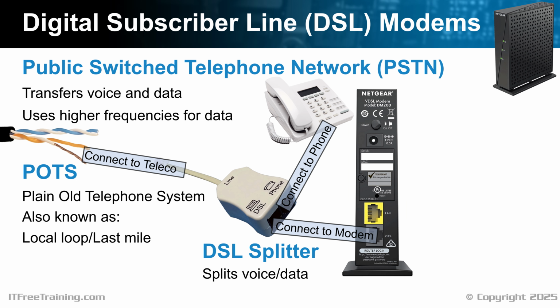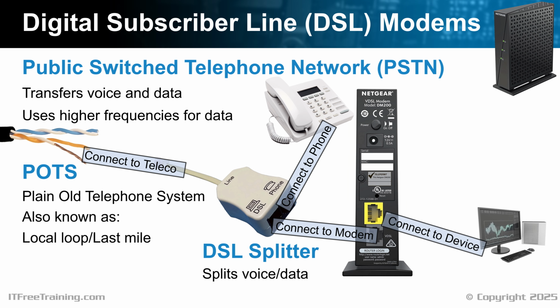Some DSL modems may also include an embedded DSL splitter. When this is the case, you would plug your modem directly into the phone line and then plug your phone into the DSL modem. In this particular example, the DSL modem has only one network port. You can plug one device into this port. For example, you could plug your computer directly into this port.